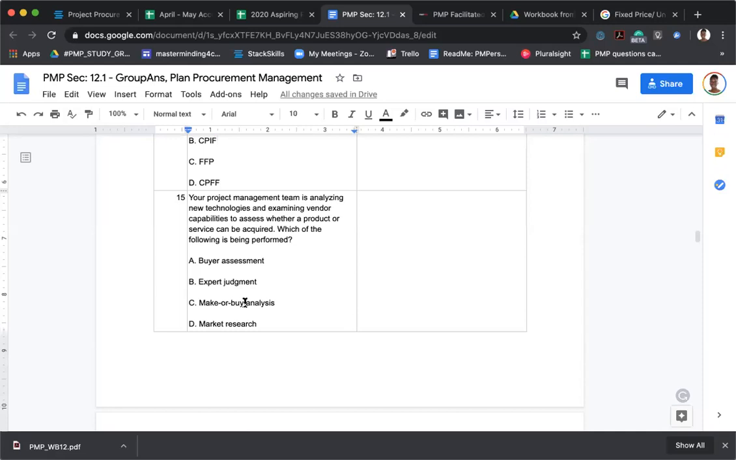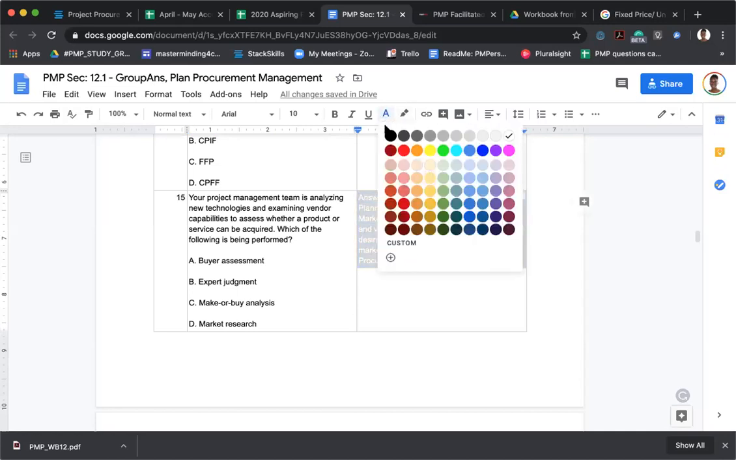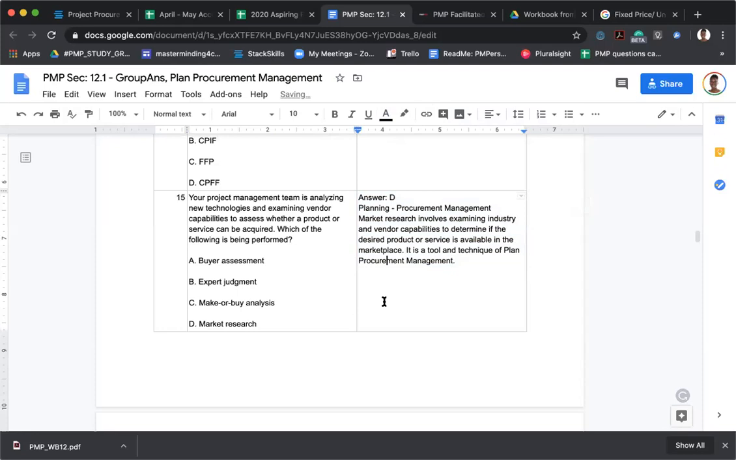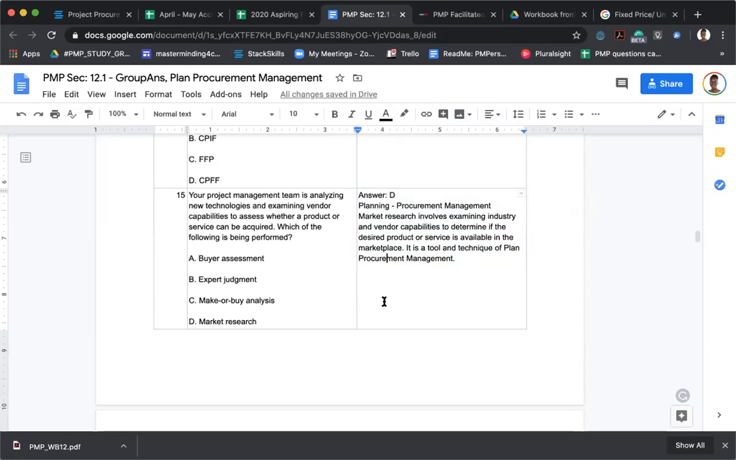Either B or D. New technologies and examining vendor. Wouldn't that be make or buy analysis? That's what I'm thinking. Either you make it in-house or buy it from someone else, whichever is cheaper. Oh, it's D. I was thinking B or D. Good job. It's a tool or technique of plan procurement management. I glimpsed over that one. Wonderful.